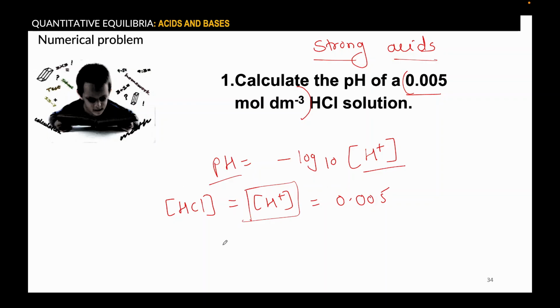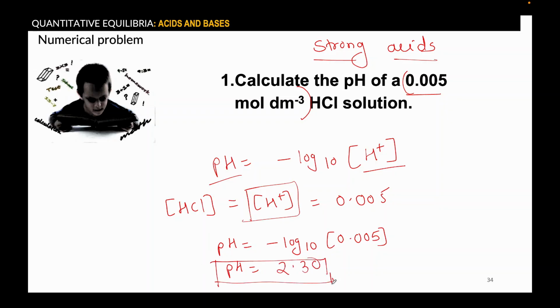Just put this value in the formula. pH is equal to negative log of 0.005. Keep your calculators ready, students. Just calculate and you can comment. So the answer is, students, I calculated 2.30. You can recheck this answer.